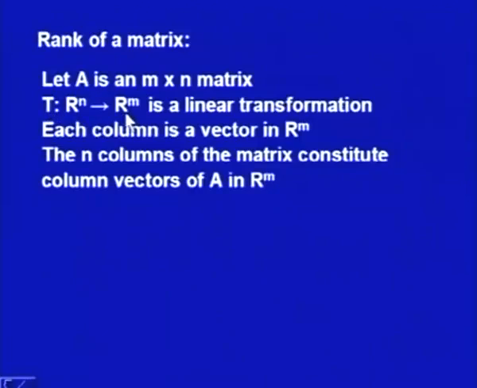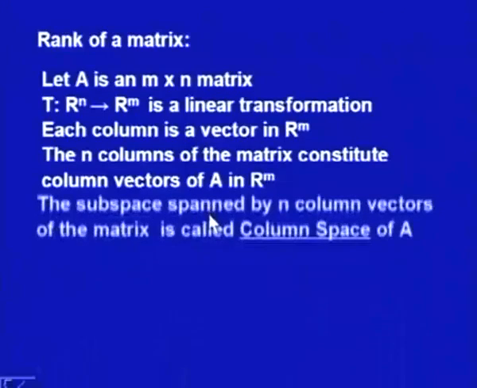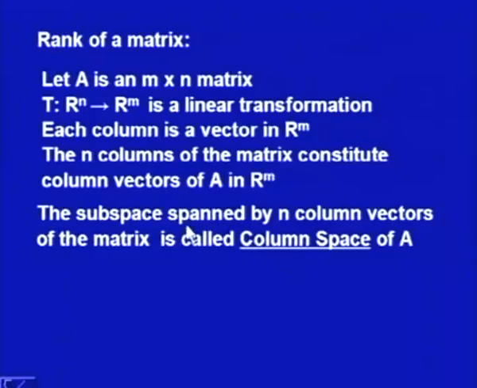Each column in A is a vector in Rm. Because it is an m by n matrix, it has n columns, and the n columns of the matrix constitute column vectors of A in Rm. The idea is, this m by n matrix will have n column vectors in Rm. Then the subspace spanned by these n column vectors of the matrix is called the column space of A.